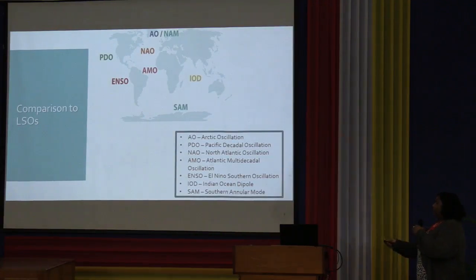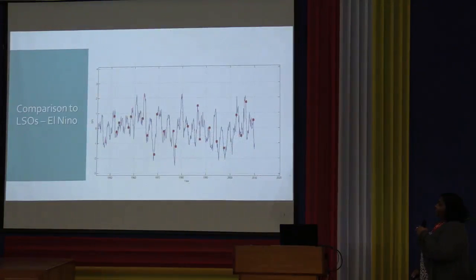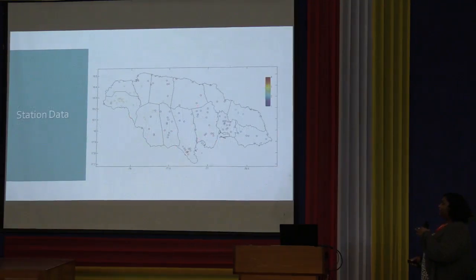I'm not going to go through all of this because it gets really boring quickly. So in comparison, this is our SPI 12, and this is our El Nino years for Jamaica. The red dots are the El Nino years. It's not as easy to see, but there's a drop after most of the red dots. Just note that. But that's just Jamaica as a whole.